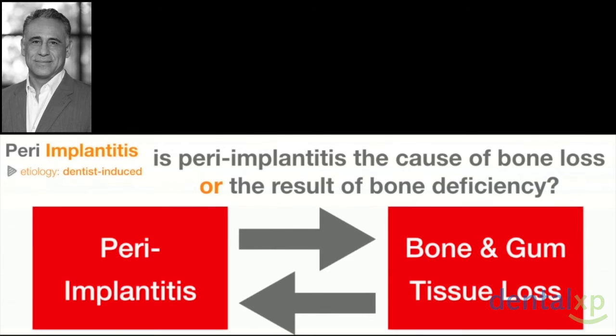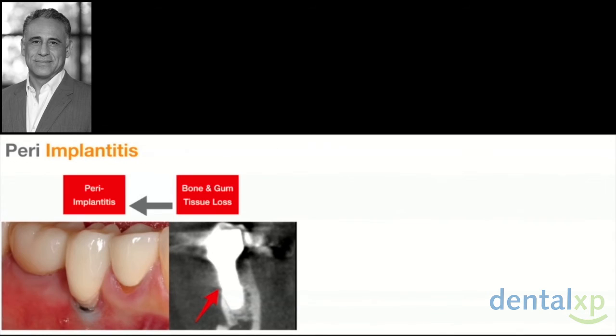In other words, which one is first? Does the peri-implantitis lead to gum and bone tissue loss, or is it the loss of tissue that can lead to peri-implantitis? I think it's important to realize that both can occur. As in this particular patient with peri-implantitis, we can notice that it really is the lack of bone and soft tissue on the buccal aspect that ultimately led to the peri-implantitis.